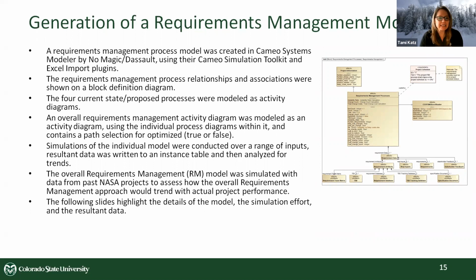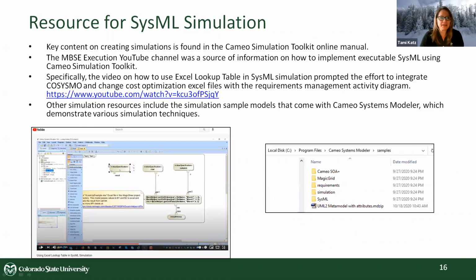I did do activity diagrams where I looked at the individual processes as activities, and I did a holistic requirements management superset activity diagram where I put in a path of selection for whether I want to take an optimized route or the current state route. The overall requirements management model, I then simulated it using some actual data parameters from past NASA programs. And go on to the next slide.